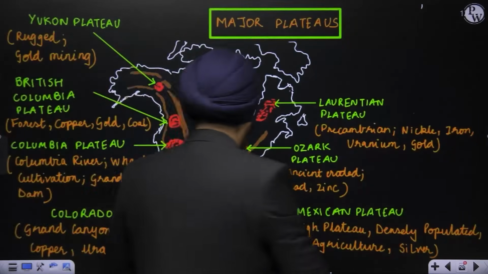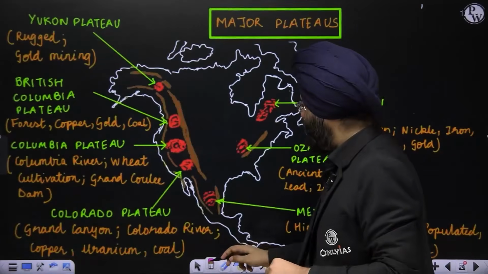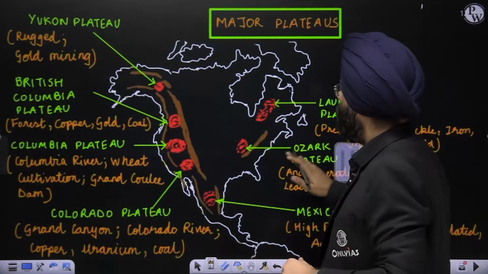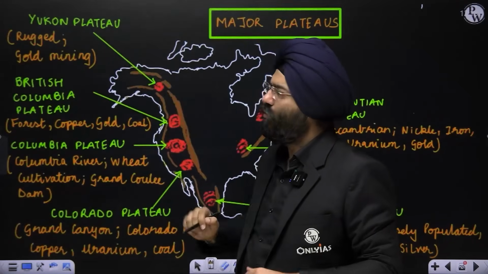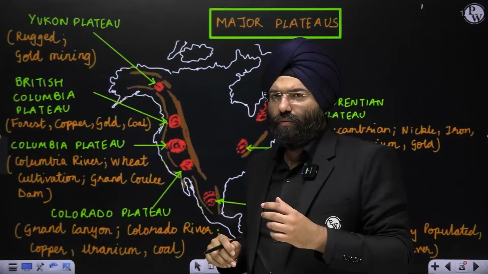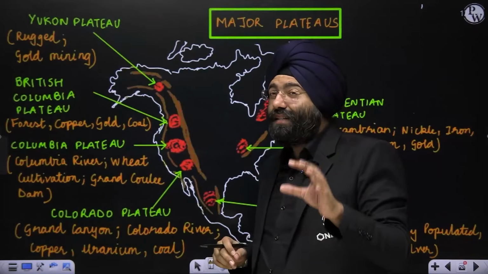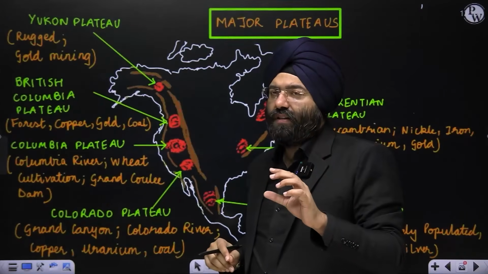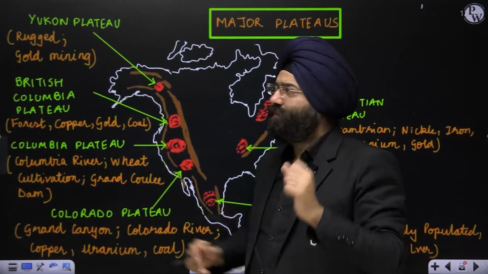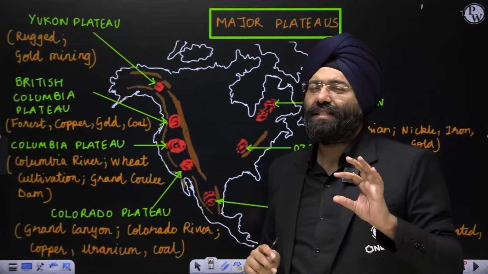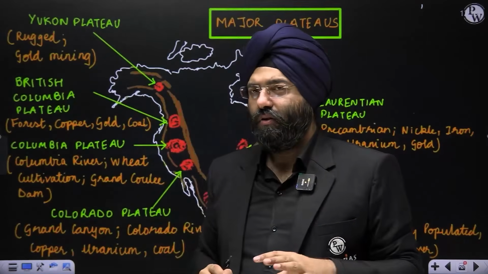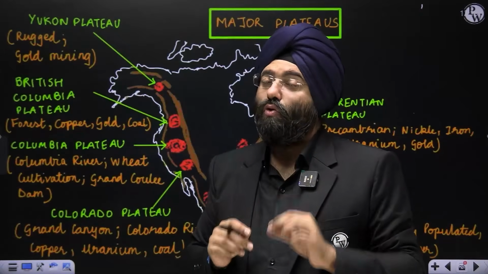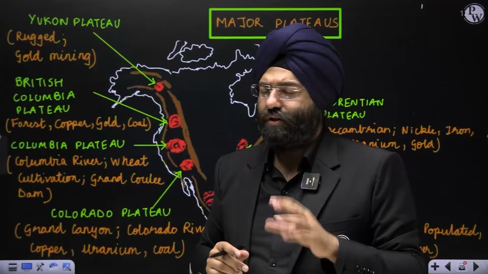Now see here. Over here lies the Yukon Plateau. Now this is a rugged plateau, right? Eroded also. This is important from a human geographical perspective, in that gold mining was done on a very extensive scale over here, and is done even in today's time. So it has an abundance of gold. That is why this plateau is important.